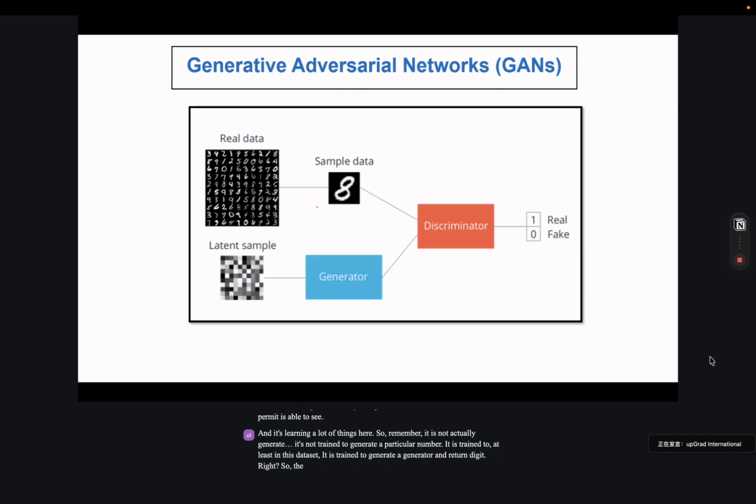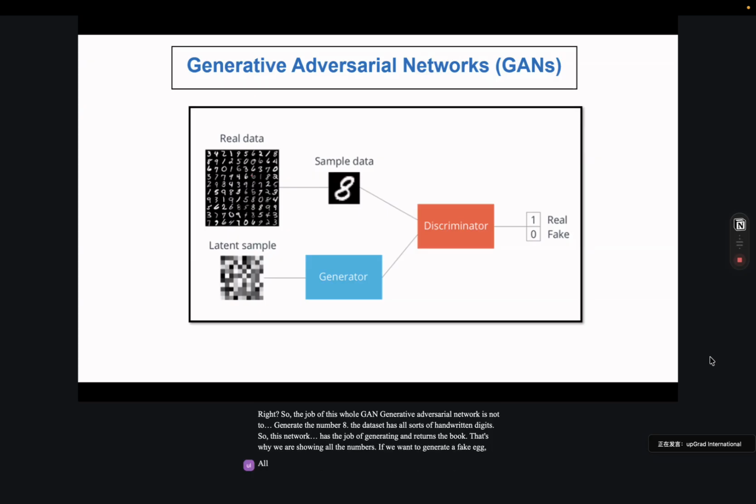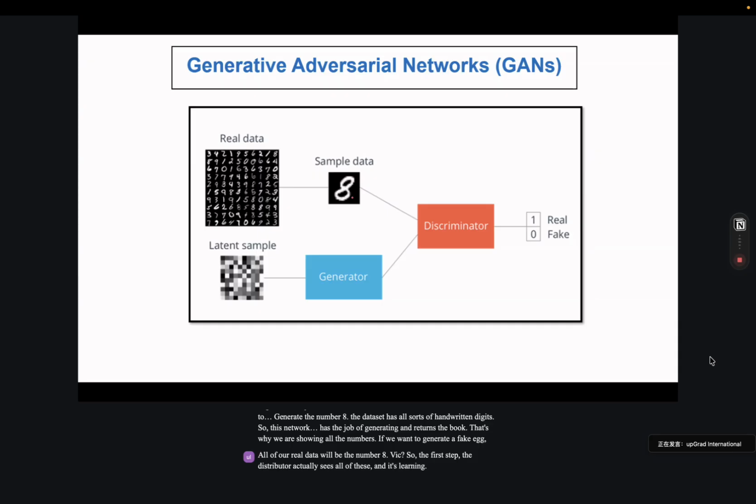So the job of this whole GAN, generative adversarial network, is not to generate the number 8. The data set has all sorts of handwritten digits. So this network has the job of generating handwritten digits. That's why we are showing all the numbers. If we want to generate a fake 8, all our real data will be the number 8, right? So the first step, the discriminator sees all of these and it's learning what a handwritten digit would look like.